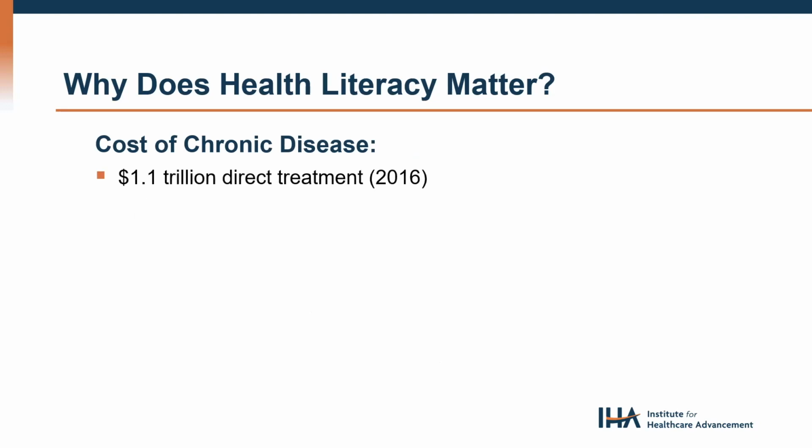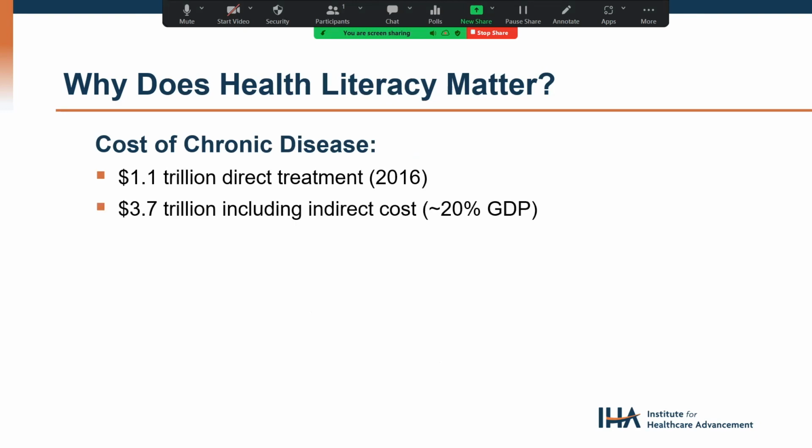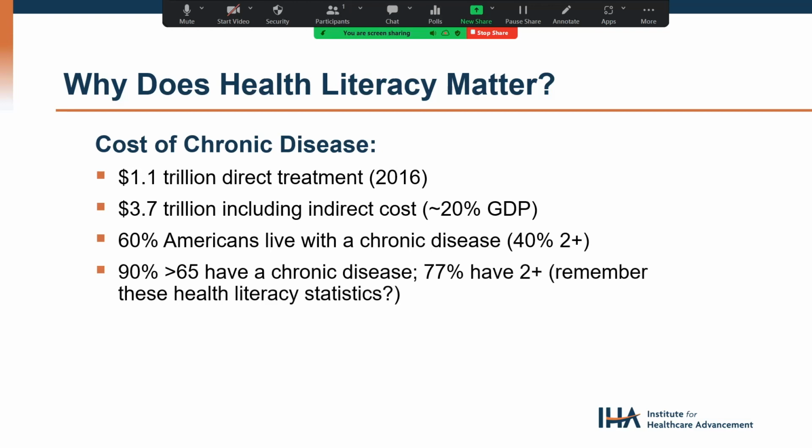The cost of chronic disease in this country, one of the more recent statistics, is about $1.1 trillion spent on direct treatment of chronic disease, and $3.7 trillion, which includes the indirect costs, which is loss of productivity and everything surrounding that. That's about 20% of our gross domestic product. 60% of Americans live with a chronic disease, and 40% of them have 2 or more chronic diseases.